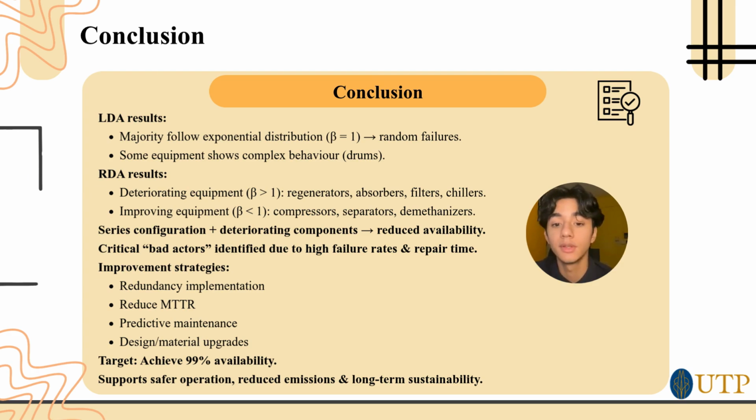To address this, several strategies were proposed, including implementing redundancy, reducing repair time, adopting predictive maintenance, and upgrading materials or design. These are essential to achieve the target availability of 99%. Overall, our study highlights the importance of RAM analysis in improving operational efficiency, ensuring safety, and supporting long-term sustainability. That concludes our project. Thank you for listening.